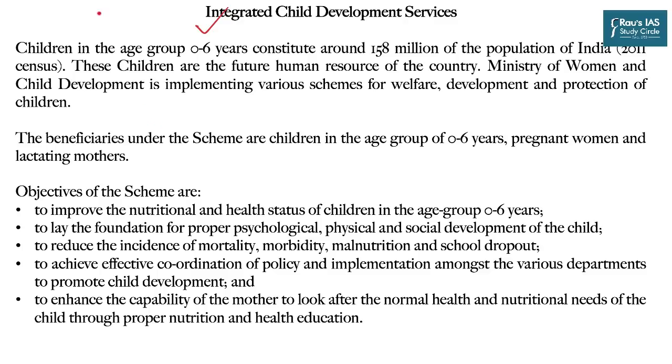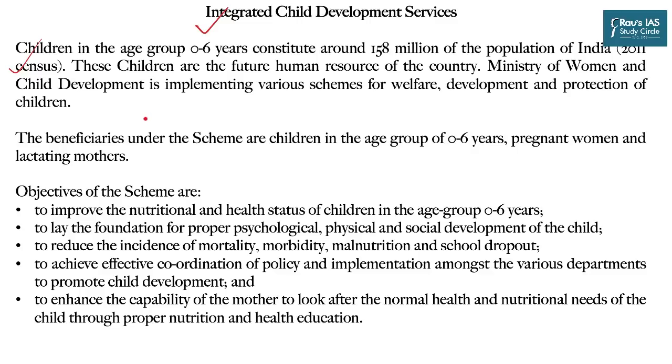Now, if you want to understand why this targeted scheme for children, you have to understand that children in the age group of 0 to 6 years constitute around 158 million of the population of India. And these children are the future human resource of our country. And so that is why we have to cater to their needs and demands of development.